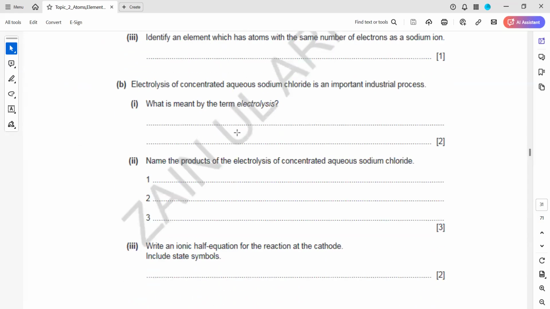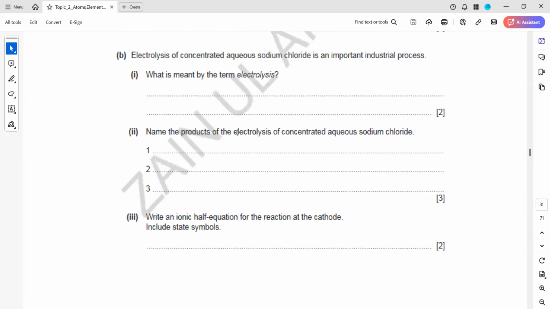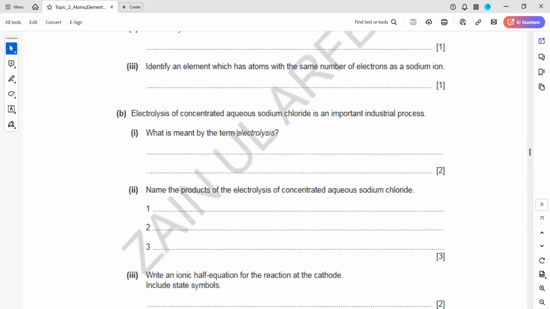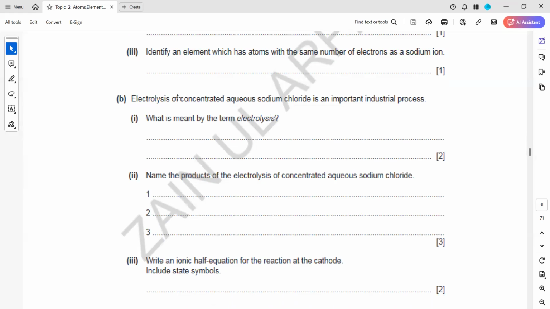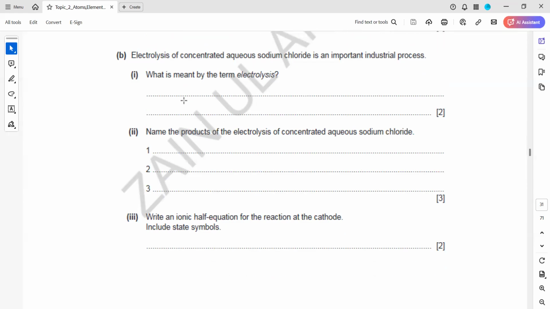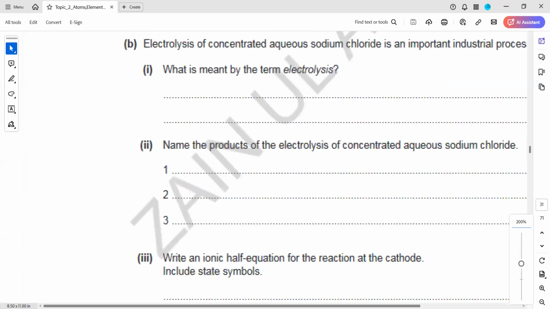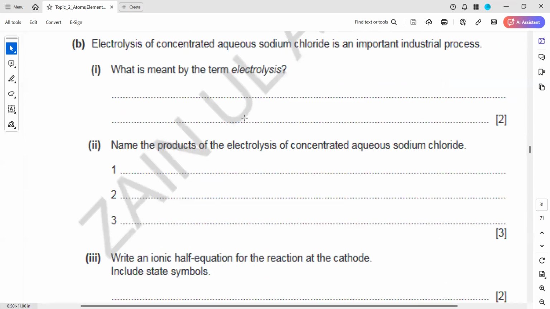Sodium ion. Now this is electrolysis, we did it. Which one? This? No, this is just a discussion, class discussion. You don't want to throw it here. In part B, this is related to electrolysis of concentrated sodium chloride.